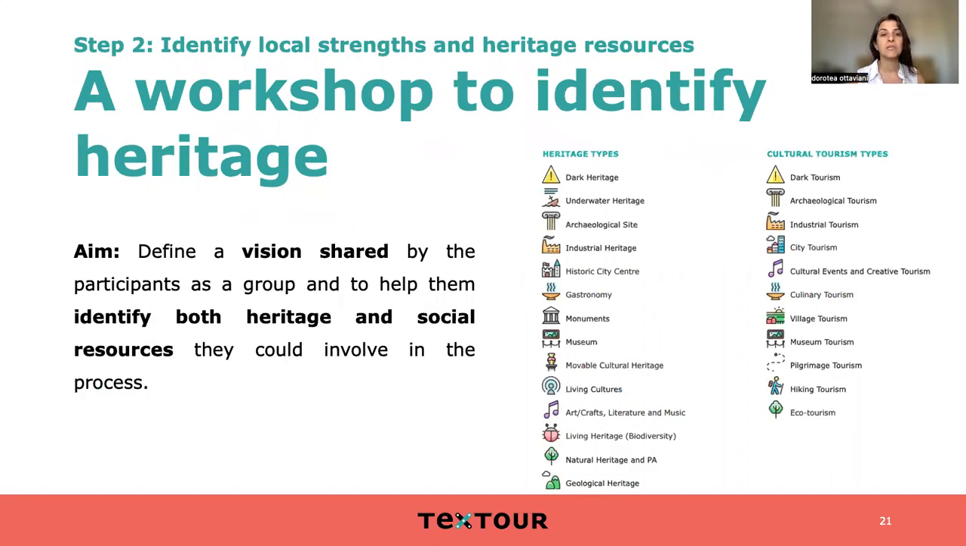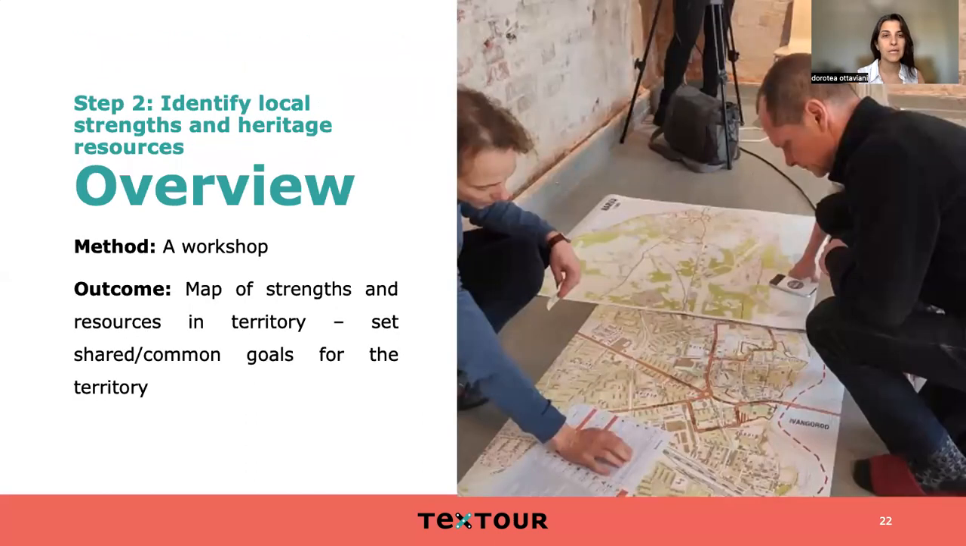This can be achieved through a workshop to identify the heritage, which will allow to define a vision shared by the participants as a group, and to help them identify both heritage and social resources that they could involve in the process. So the methodology to achieve this is a workshop that will have as an outcome a map of strengths and resources in the territory and a set of shared common goals for the territory itself.